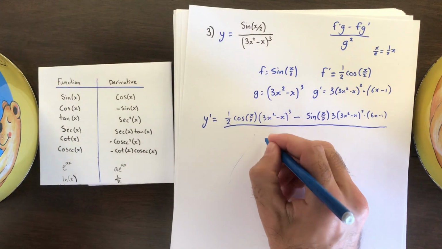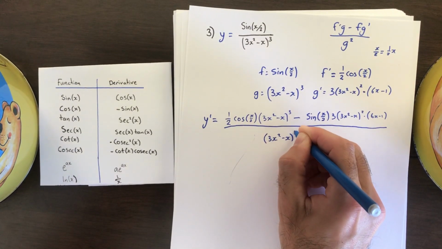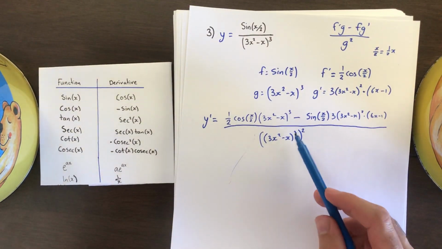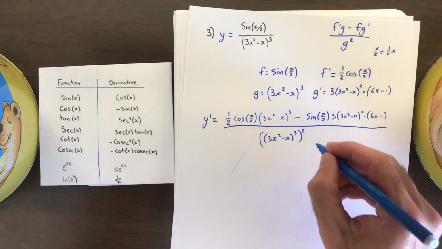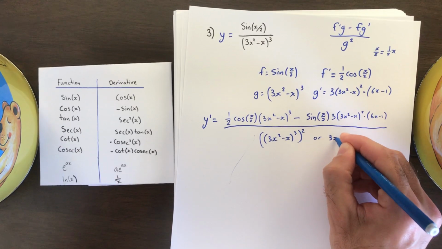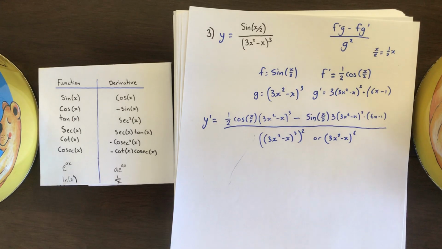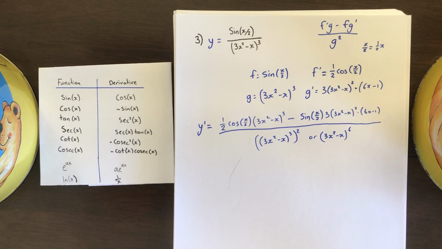Now, you are allowed to write it like this. You will not get marked wrong for doing this. But just note that if you have a power all to the power of something else, you can multiply them. So you could write the bottom as 3x squared minus x cubed to the power of 6. Alright, so that is our quotient rule. Best way to get this into your head is to practice doing the examples.